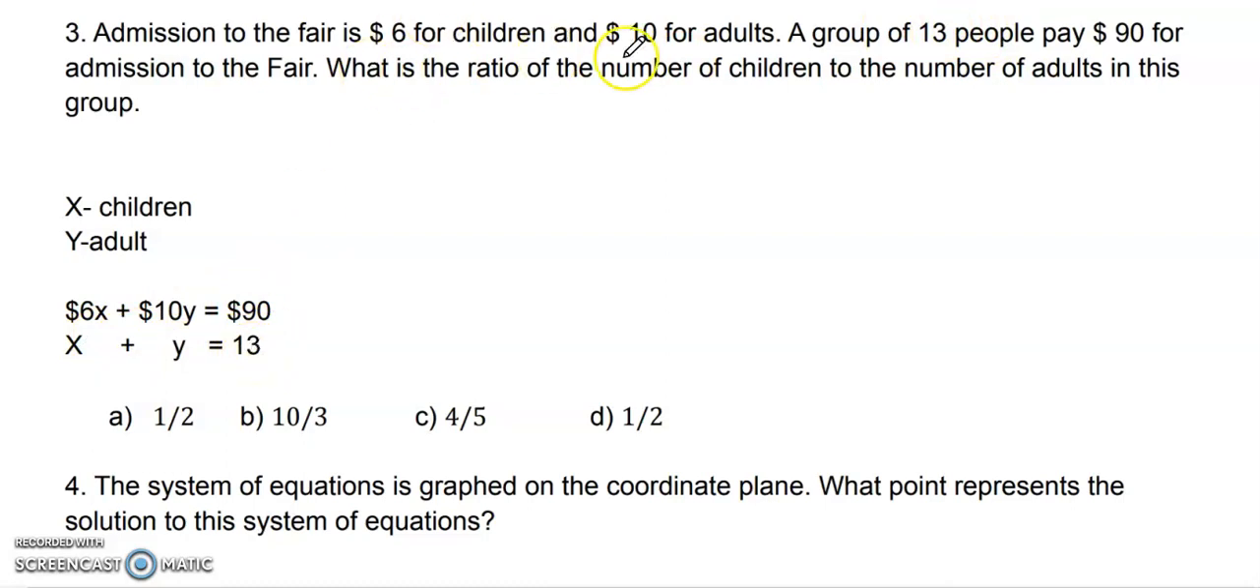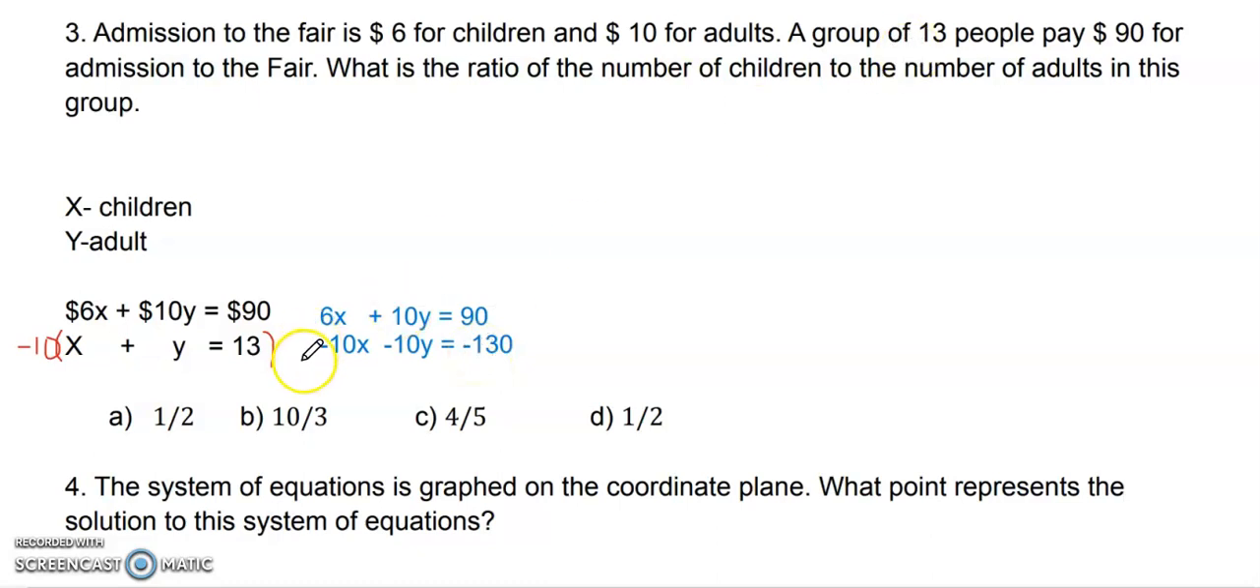It says, what is the ratio of the number of children to the number of adults in this group? So I need to go ahead and solve for x and y. And to do that, I need to go ahead and multiply, let's say, this second equation by a number that will eliminate my variable. So I'm going to multiply the second equation by negative 10. And then when I distribute, I get negative 10 times x is negative 10x, negative 10 times y becomes negative 10y, and negative 10 times 13 becomes negative 130.